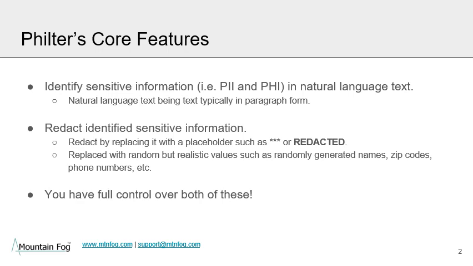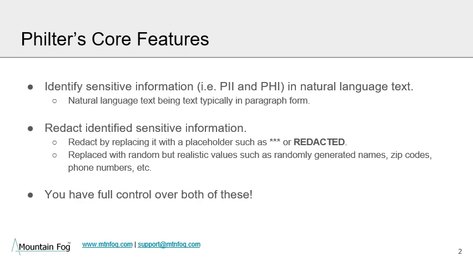After Philter identifies sensitive information in text, Philter looks at its configuration that you have set to determine what to do with that sensitive information. You can set Philter to redact the sensitive information with asterisks or with a static word or phrase such as "redacted." Or Philter can replace the sensitive information with random but realistic values. For example, a person's name could be replaced with a randomly generated name, or an identified phone number could be replaced with a randomly generated phone number.